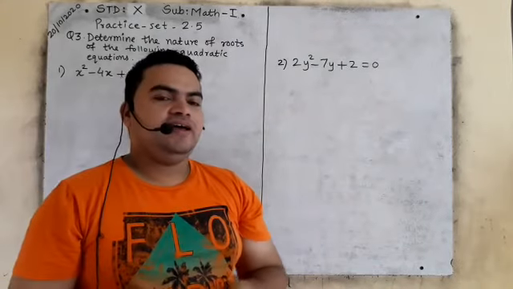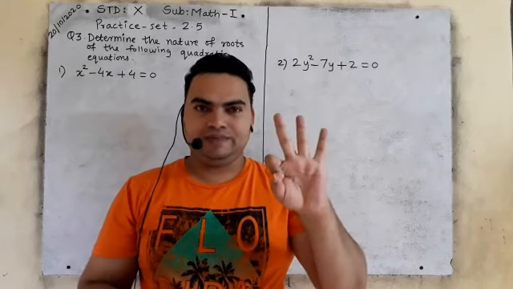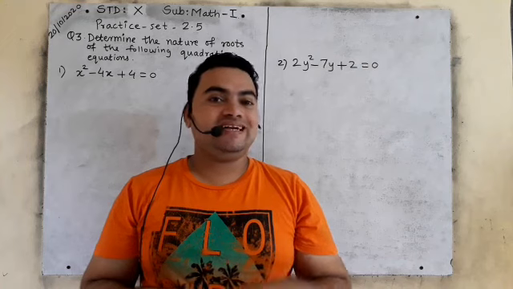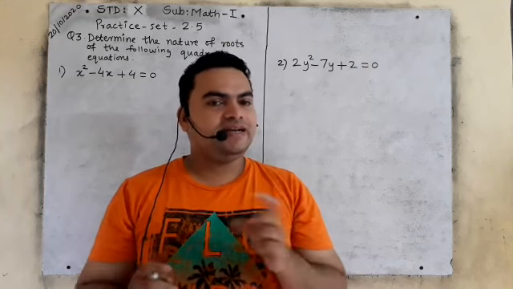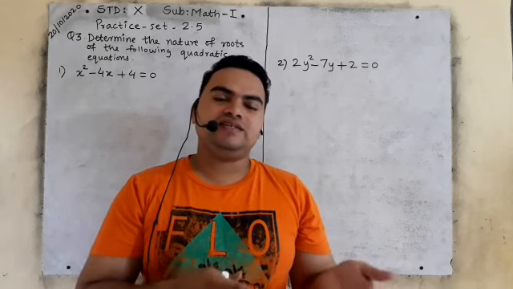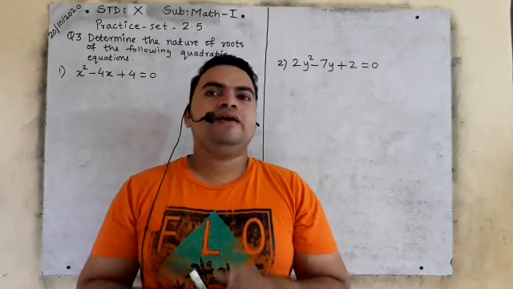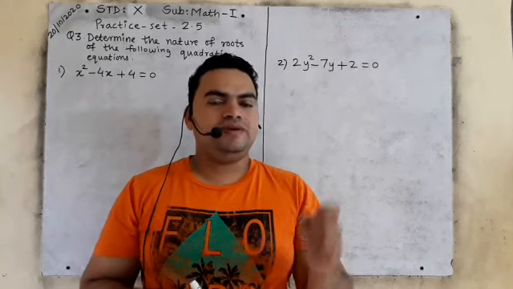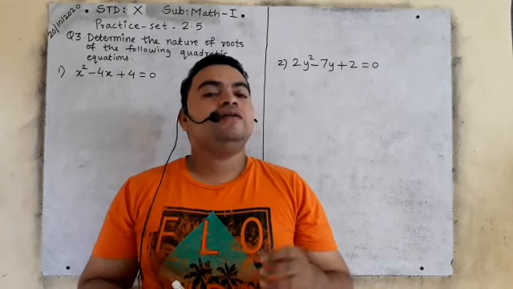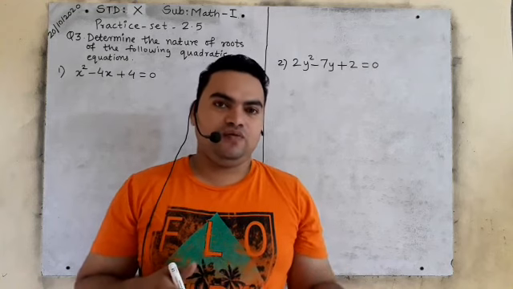Nature of roots. As I have taught you in the previous session, nature of roots are of three types, right? If delta or b square minus 4ac, that is discriminant, both are same. Delta is equals to b square minus 4ac, or b square minus 4ac is equals to delta. Means both are equal. They are same only. If their value will be 0, means b square minus 4ac is equals to 0, then the given quadratic equation will be real and equal.